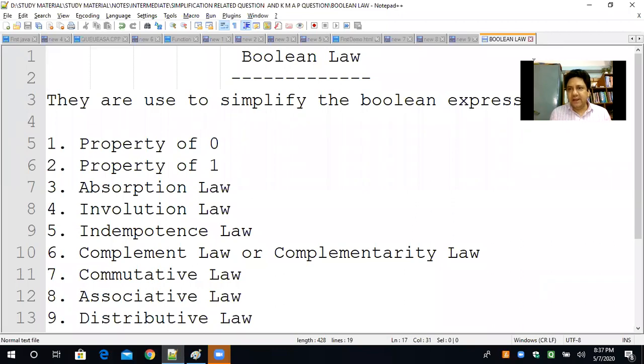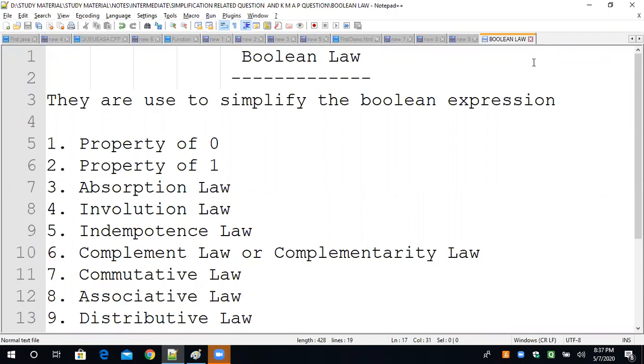I have already created a list. So let's get started. So they are used to simplify the Boolean expression, Boolean law. So the first law is property of 0 and the second law is property of 1. Before entering into the actual topic, I just want to discuss some basic things. Then the entire lecture will be very easy.